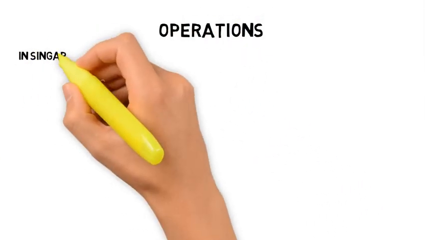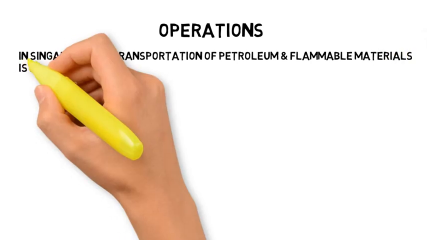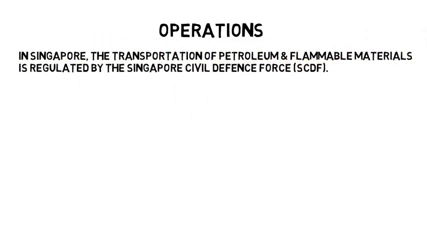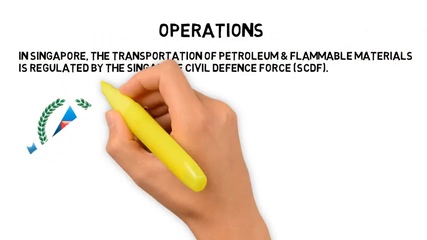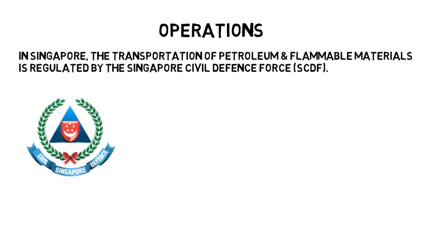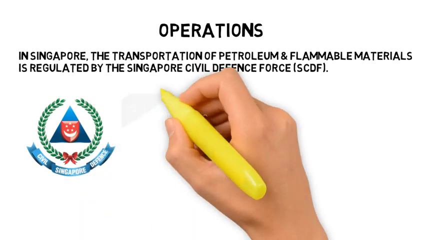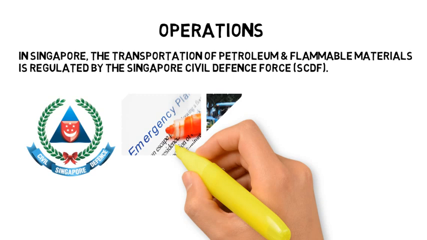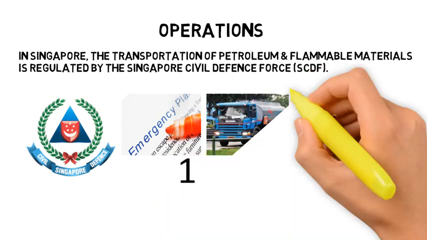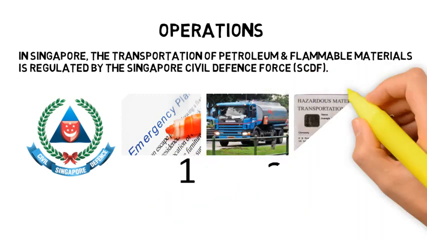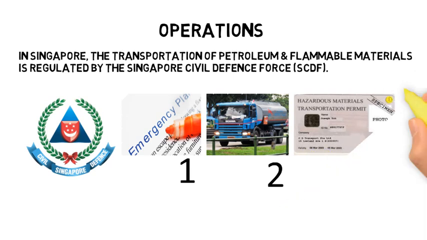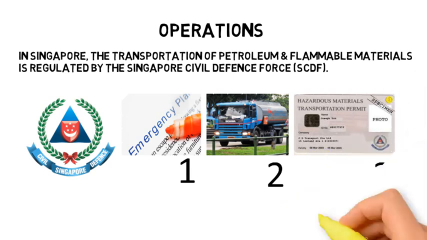In Singapore, the transportation of petroleum and flammable materials is regulated by the Singapore Civil Defence Force, or the SCDF. First, companies need to submit a Transport Emergency Response Plan for approval. Then they need to get their vehicles equipped with emergency ignition cutoff, GPS tracking, and fire extinguishers. Then their drivers need to be sent for the Hazardous Material Transportation Permit training.